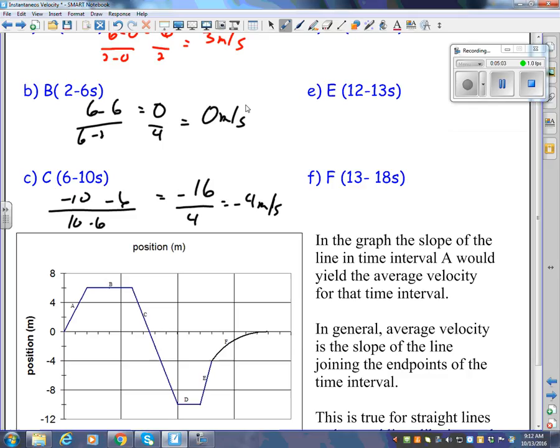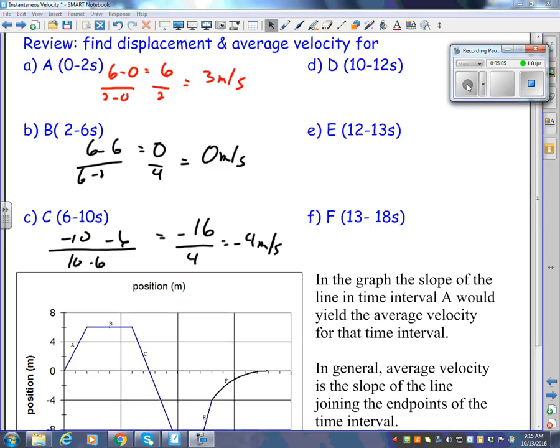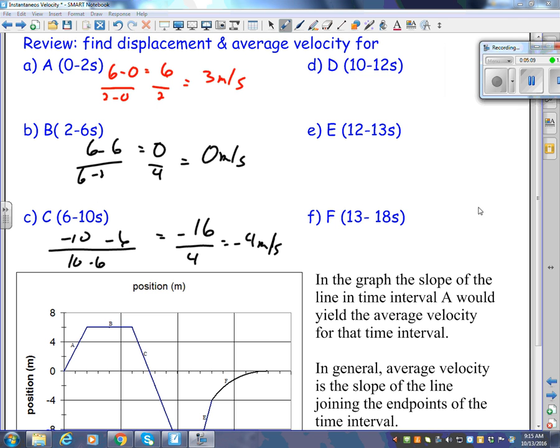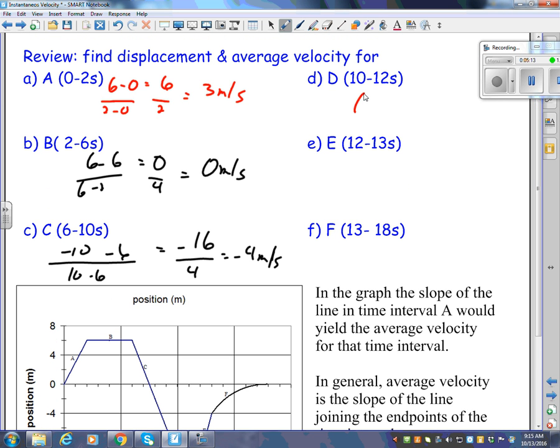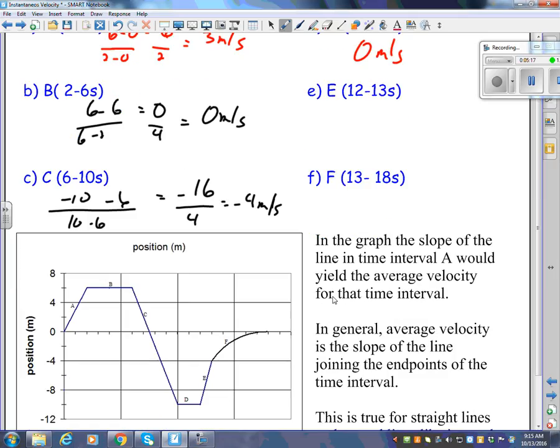Okay, you guys try D, E, and F. From 10 to 12, what do you guys get for an average velocity? It's flat, right? Do you even need to do any work? You shouldn't. 0 meters per second. E from 12 to 13 is this one right here. What do you guys get? 6? I'll take your word for it. Everyone agrees? Okay, but what do you do for F?